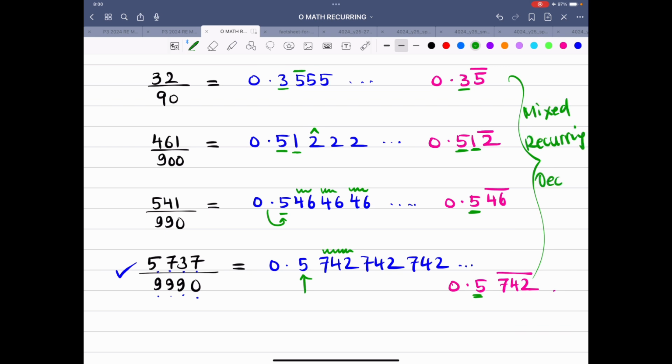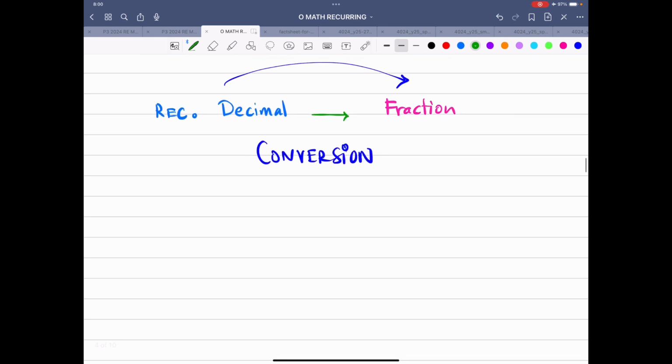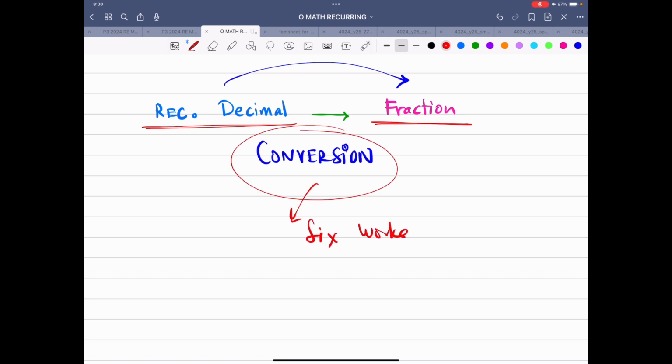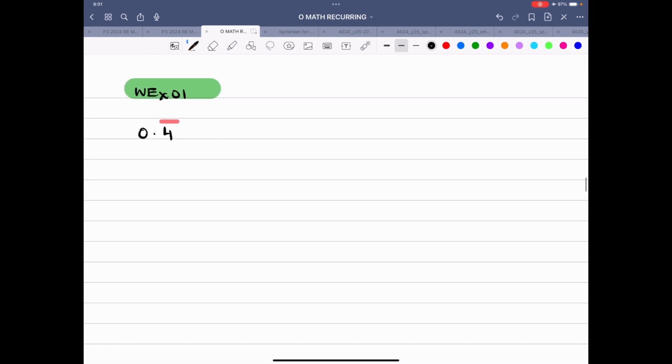So now what is my objective? My objective is to teach you thoroughly, in and out, how we convert a recurring decimal into a fraction, whether it's a pure one or a mixed one. So let me do 6 worked examples on the following pages. That is about conversion from recurring decimals to fractions. Let's look at the first one.